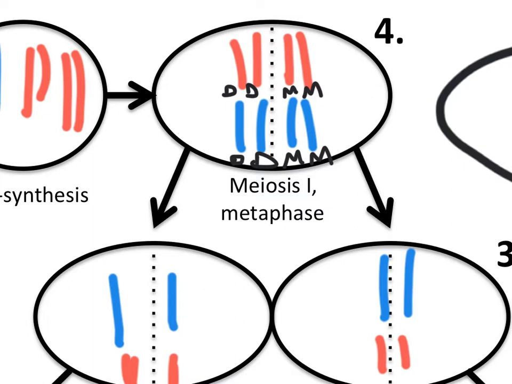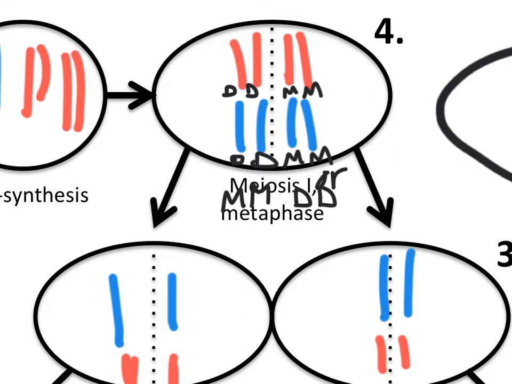Or, what's the other option? Well, these two sister chromatids, they're synthesized together, so you can't separate them. So the opposite would be like mom and mom on the left with dad and dad on the right. Right, the two blue chromosomes from mom on the left and the two blue chromosomes from dad on the right.